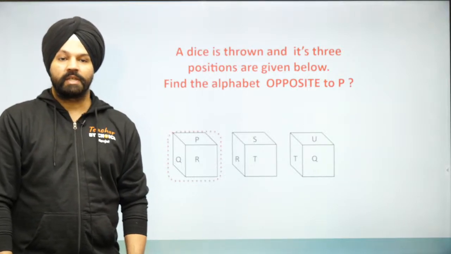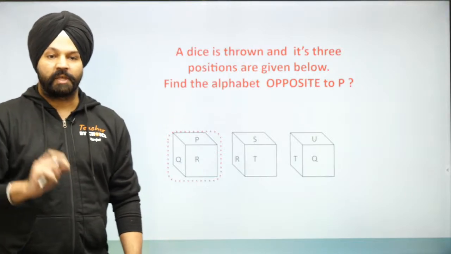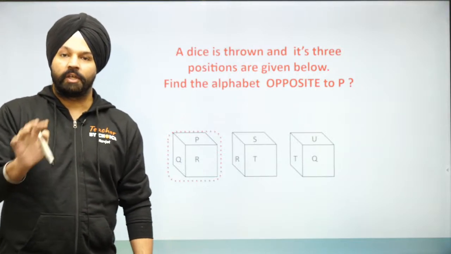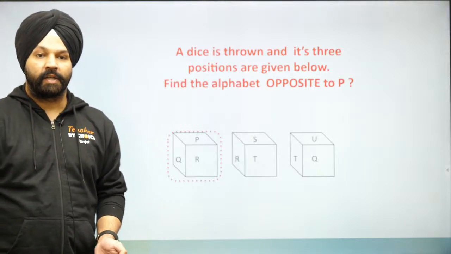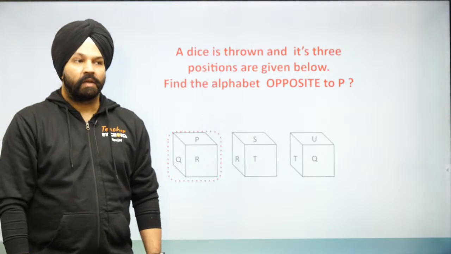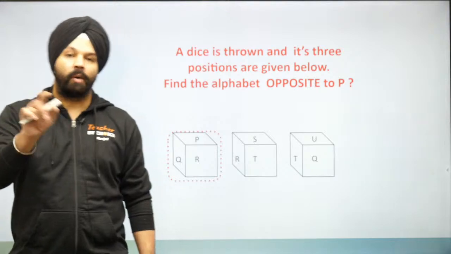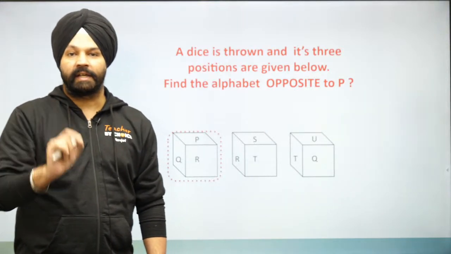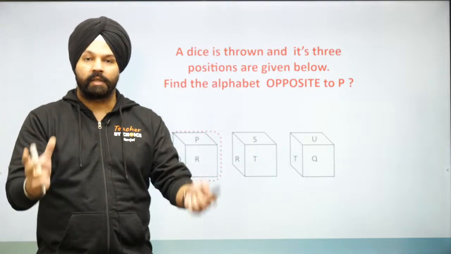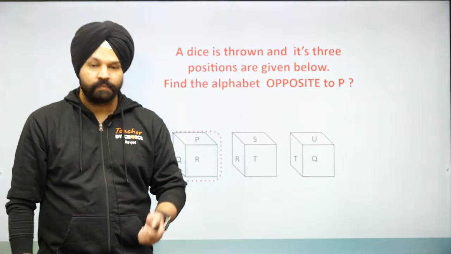Okay. So the question is, a dice is thrown and its 3 positions shown. I am moving on to the first diagram, which is PQR. So opposite to P, Q and R नहीं हो सकता, but Q and R are adjacent faces of P, right? Similarly, if you see the second dice, we have got R, S and T. R is common to first and second diagram. That's why if I have to draw the open cube, I should be starting with alphabet R.